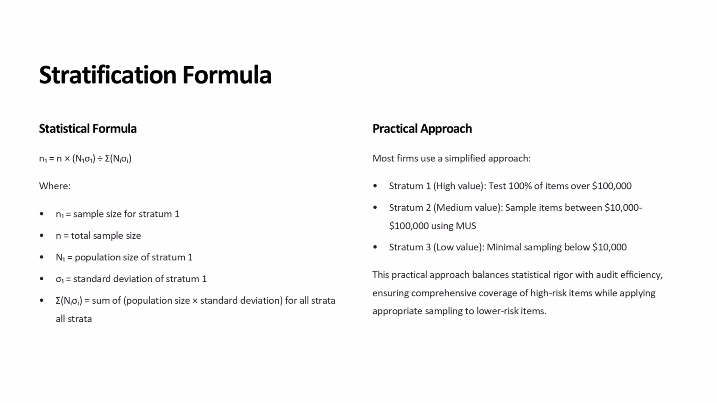These items individually present low risk, so we test relatively few of them, focusing on identifying systematic issues rather than isolated misstatements. This practical approach balances statistical rigor with audit efficiency. It ensures comprehensive coverage of high-risk items while applying appropriate sampling to lower-risk items. The exact dollar thresholds will vary based on materiality, risk assessments, and the specific account being tested.